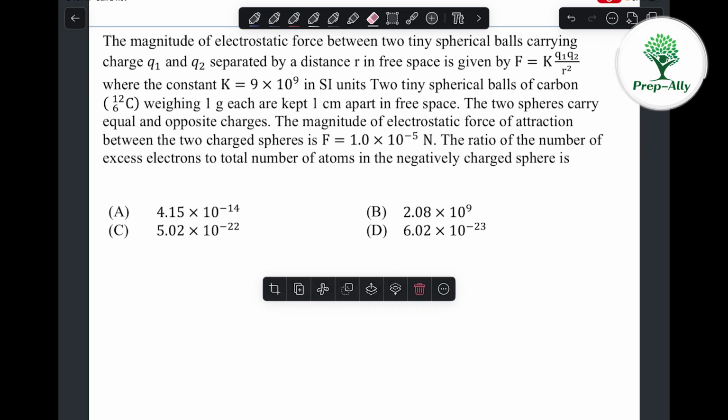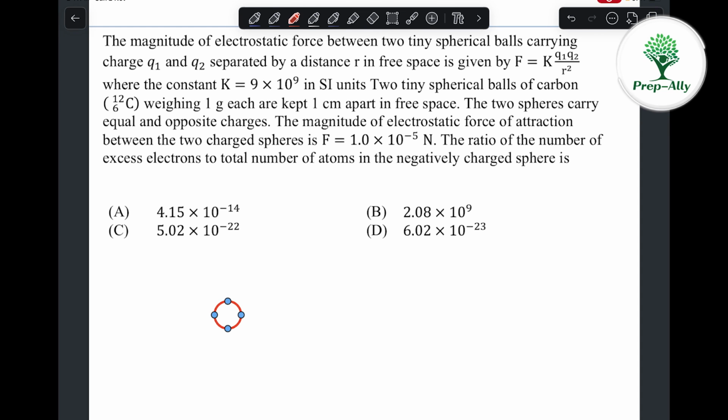The magnitude of electrostatic force between two tiny spherical balls carrying charge Q1 and Q2 separated by a distance R in free space. I have two spherical balls separated by a distance, with charges Q1 and Q2. The force of attraction or repulsion between two charged particles is given by K Q1 Q2 by R square, inversely proportional to the square of the distance.